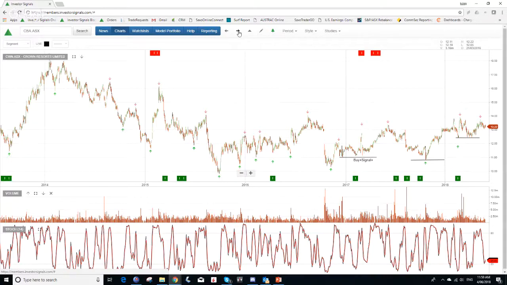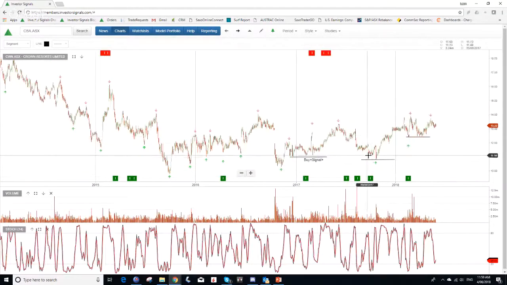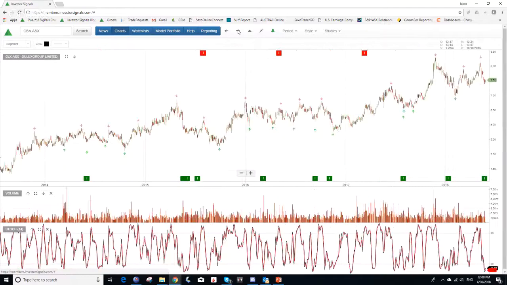So the focus for Crown is their Melbourne resort, Burswood over in Perth, and the development of the new Barangaroo project in Sydney. So for the moment, the way we're approaching Crown is we own it. We're encouraged by the higher low formation and the algorithm buy signal there off 1250. We've gone out and sold covered calls over it to enhance the return, but we continue to like Crown.